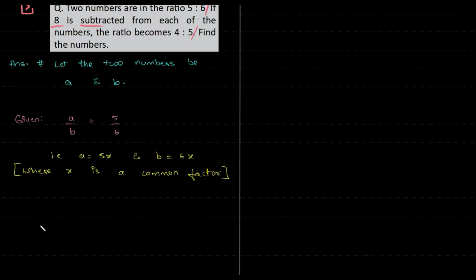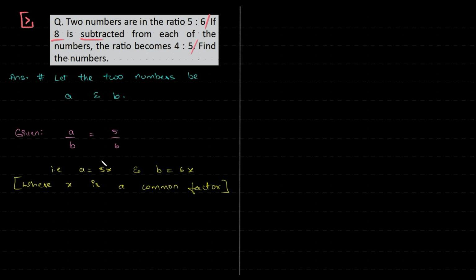Okay. Now, on to this. Here we don't know exactly what is the factor. Of course, it can be anything. But along with the second condition, we'll be able to figure it out. That's the whole funda. Understood? So we'll take A minus 8 by B minus 8. If we subtract 8 from each of the numbers, that is A and B, the ratio turns out to be 4/5.